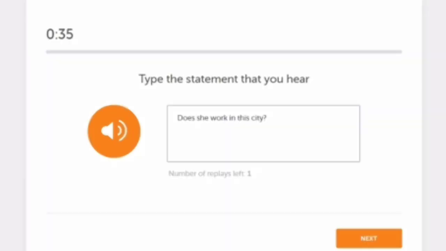So now you can see that I have typed the statement that I heard in this question. I took 2 attempts to listen to the statement and then I typed it. One thing is also to remember, grammar is important. This was a question, so I put a question mark in the end. Now we will see the next question.